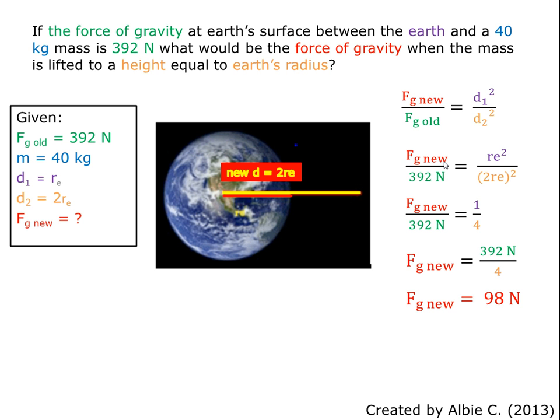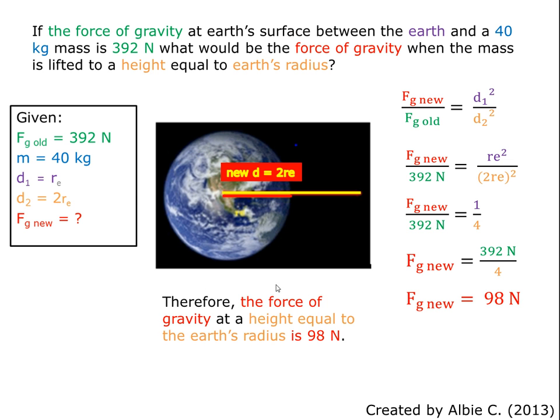So after some careful substitution, we notice that the RE's on the right hand side cancel each other out, and we are left with 1/4 on the right hand side. Next, to isolate the new gravitational force, we do some cross multiplying, and we end up with 392 newtons divided by 4 on the right hand side, which gives us 98 newtons. Therefore, the force of gravity at a height equal to the Earth's radius is 98 newtons.